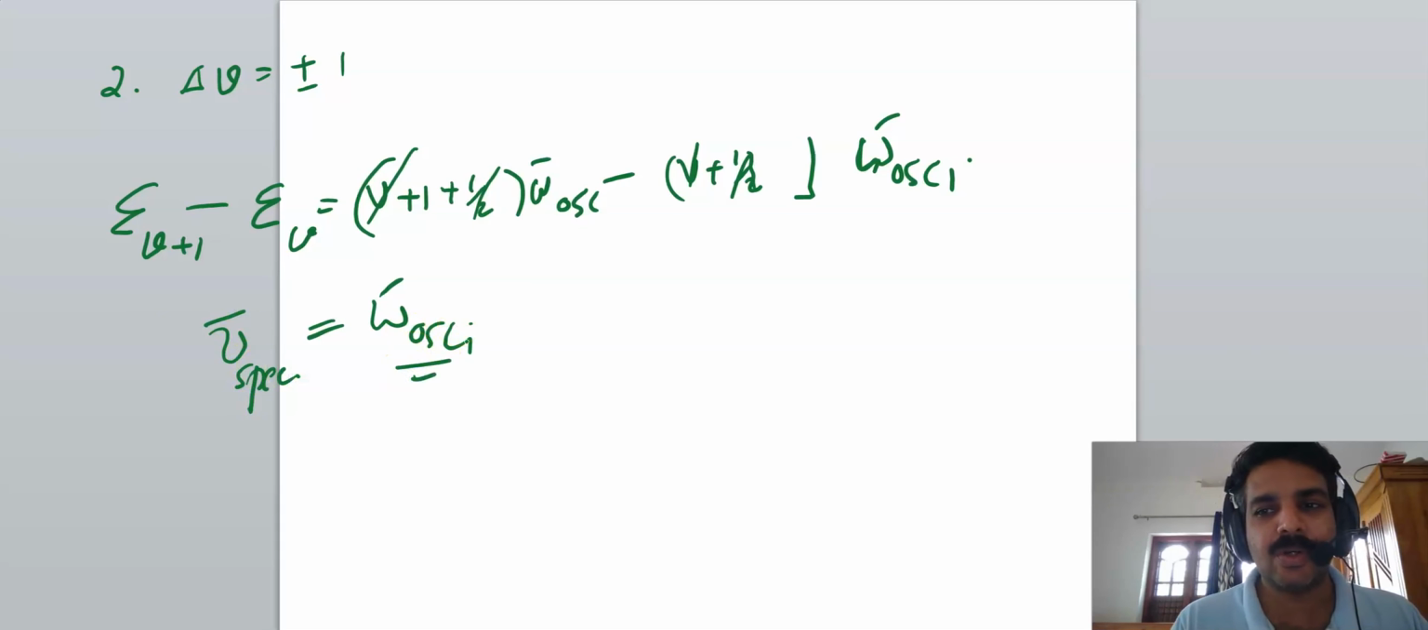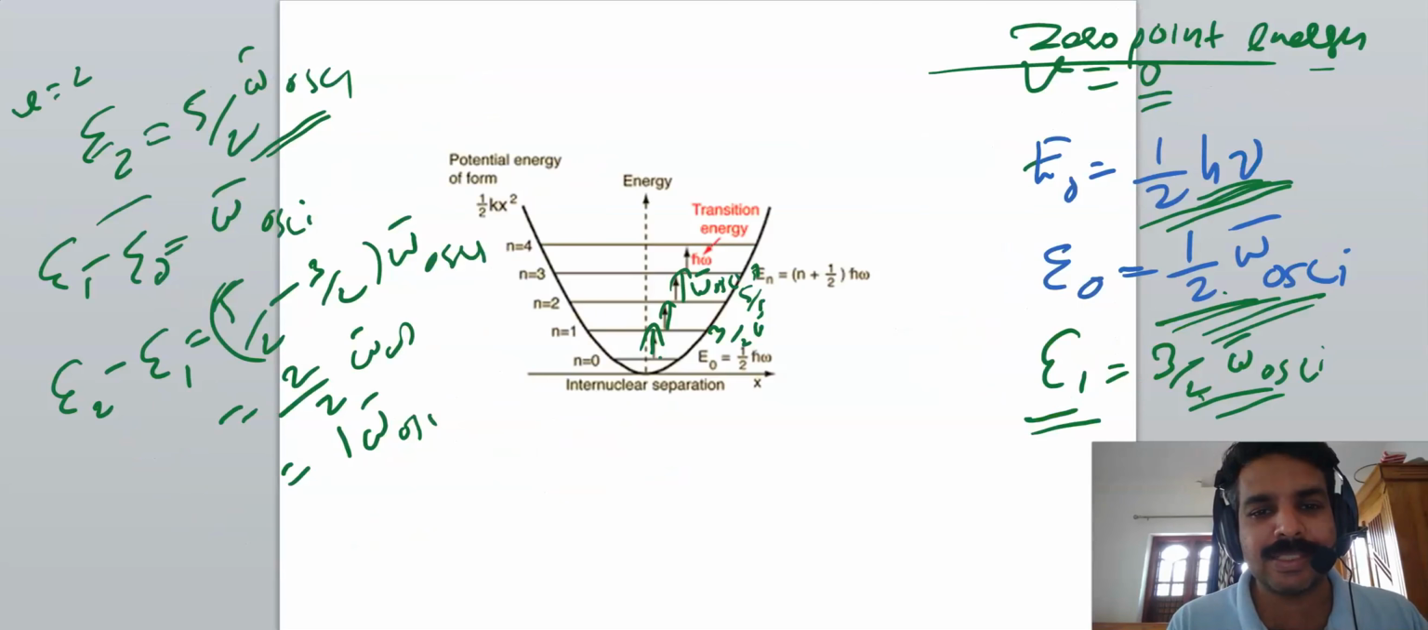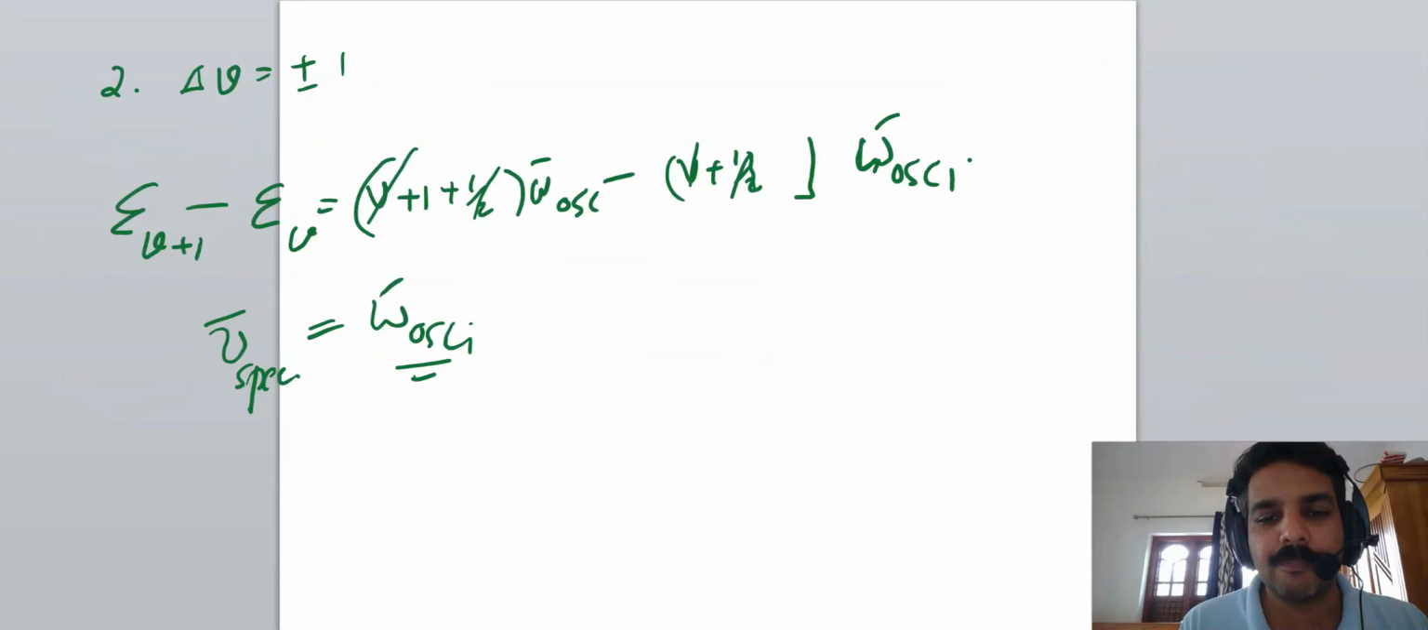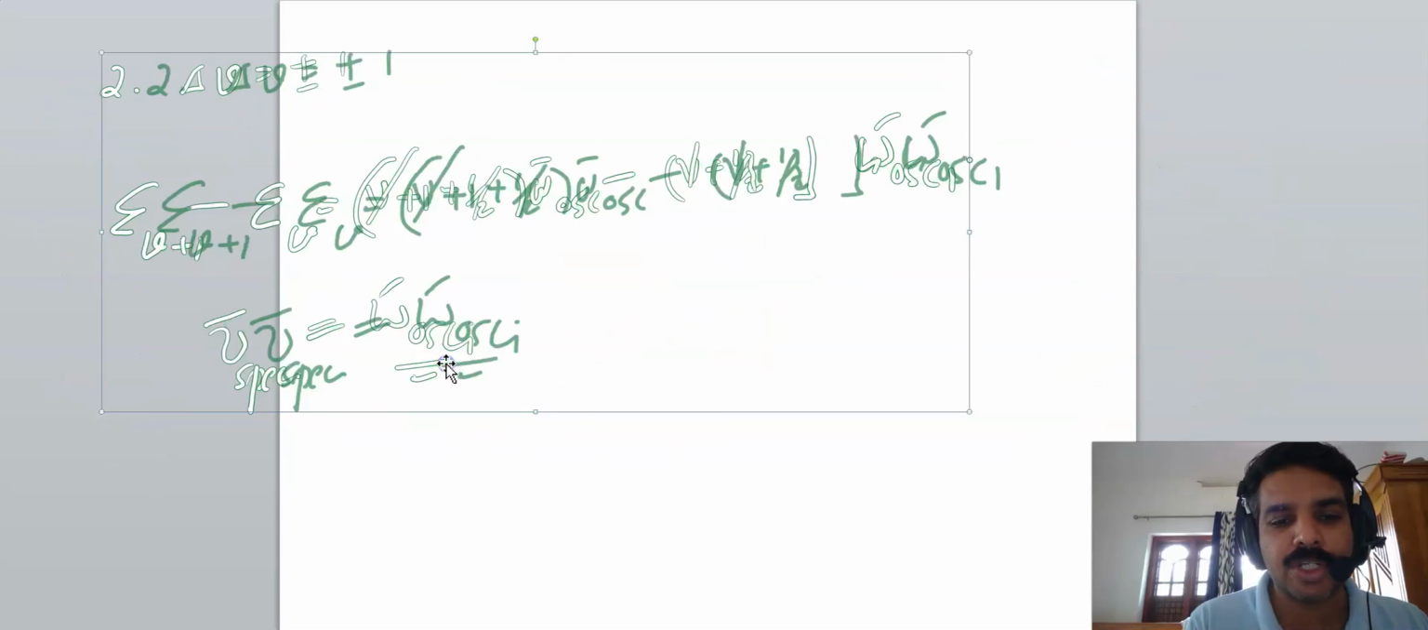And that is also evident from this diagram itself. The energy difference between adjacent energy levels is equal to omega bar oscillation. So all transitions to the next higher level will have the same frequency, because energy levels are evenly spaced and the energy difference is the same. So V to V plus 1 or V plus 1 to V transition will have the same frequency or same wave number, equal to omega bar oscillation.